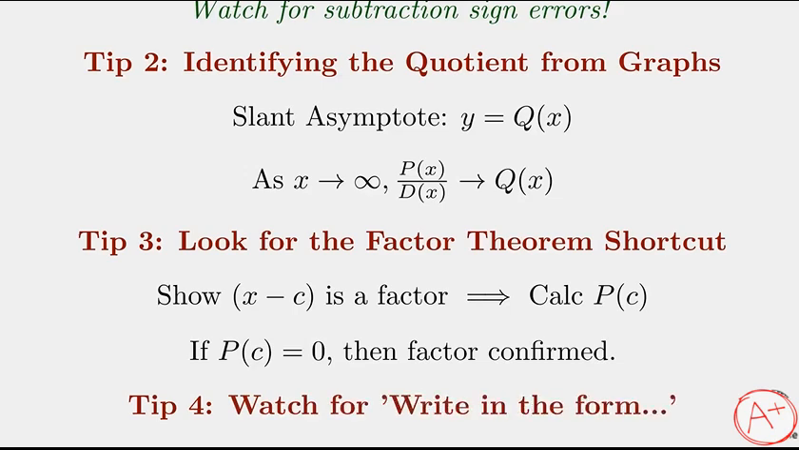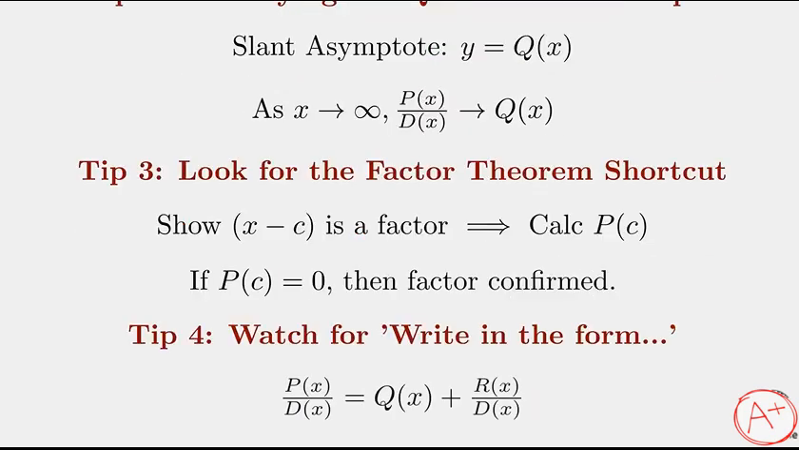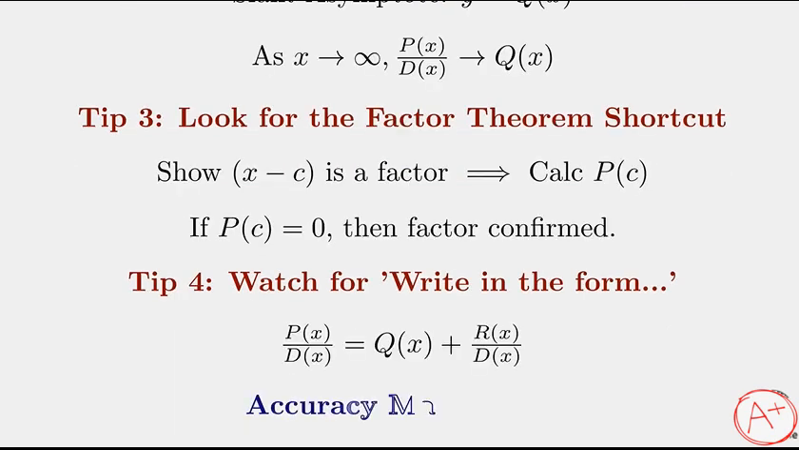Cambridge examiners often ask you to write the answer in the form q of x plus r of x over d of x. This is just another way of asking for the result of your division. Ensure you present your final answer exactly as the question specifies to secure the final accuracy mark.